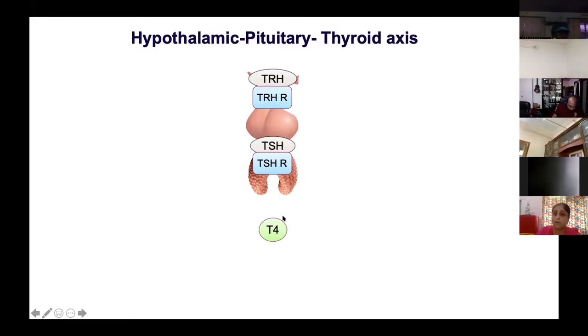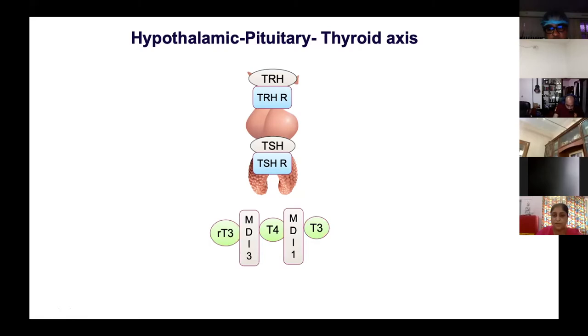T4 is a pre-hormone, the most predominant form secreted from the thyroid, but it's not the physiologically active one. It's like a pro-hormone which needs to be converted into T3. T3 is the more biologically active form of the thyroid hormone, which gets converted from T4 in the peripheral tissues by deiodinase, and a small percent is converted into reverse T3, which is an inert substance. So this is how thyroid hormone is degraded.